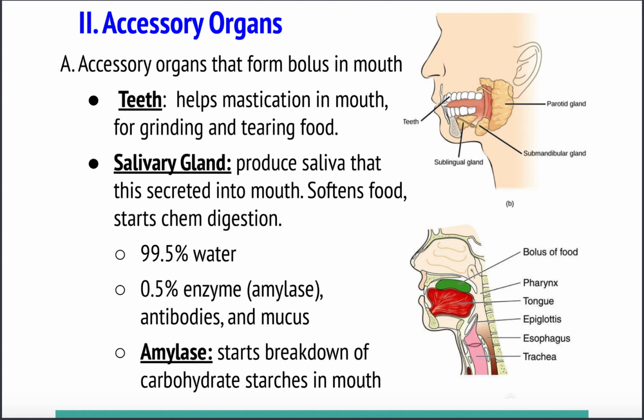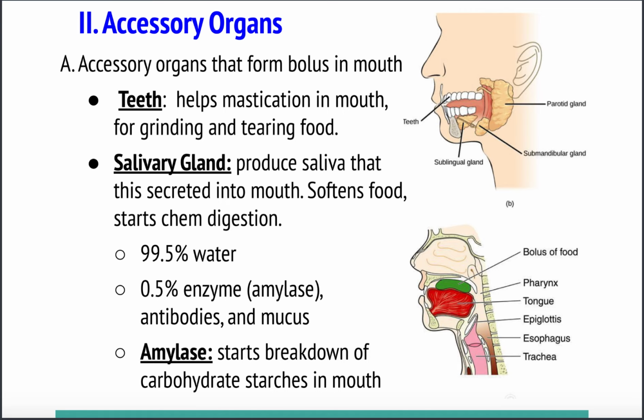All right, so we're going to go over the two main areas that receive accessory organ material or accessory organ assistance, the mouth and the small intestine. So the mouth, the things that aid in the creation of a bolus in your mouth are your teeth as well as your salivary glands. You can also throw the tongue in there as well.